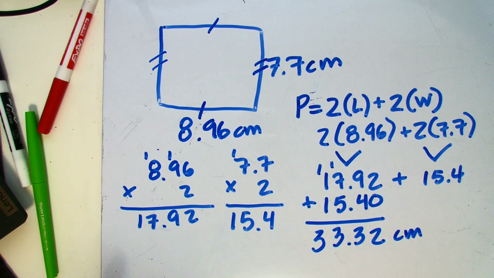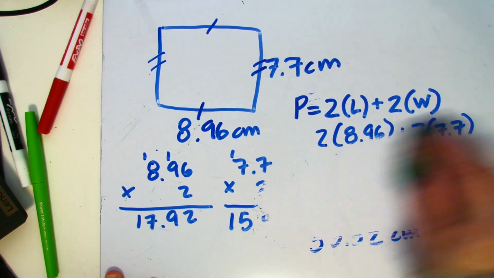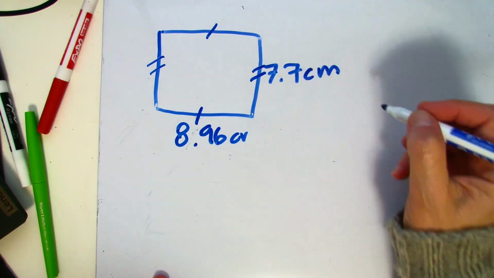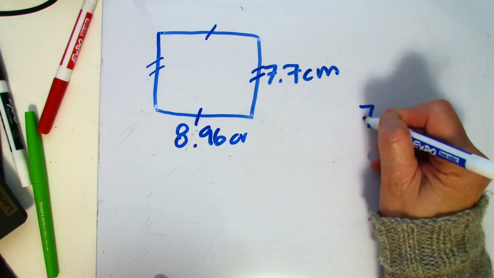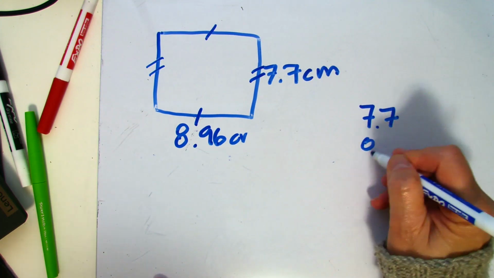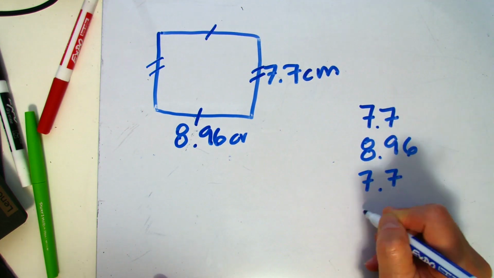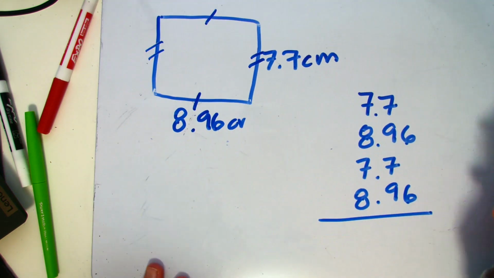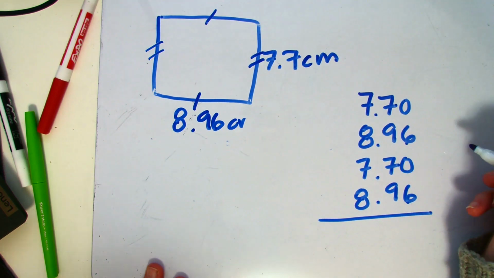Now, I could have solved it differently. I could have just added up those sides. Let's see what we get when we do it that way. The key here when we add them up is to line up the decimal points. I'm going to plug in some zeros as placeholders so that each number goes out to the same place value.